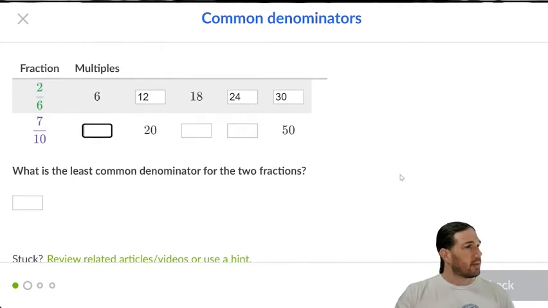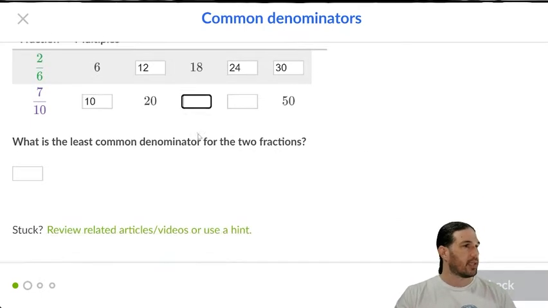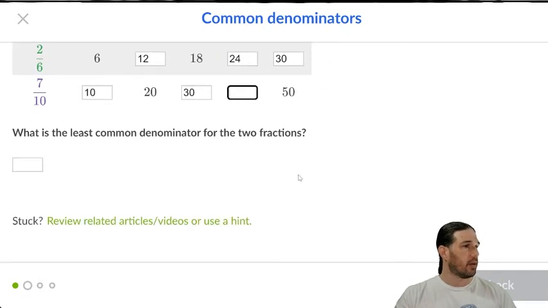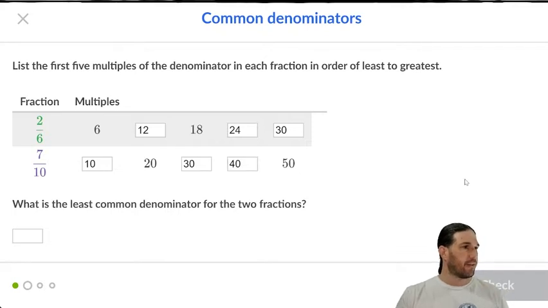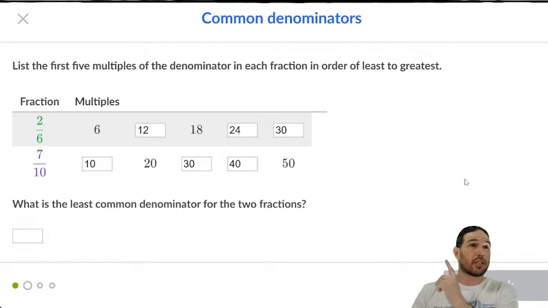And then I'm counting by tens, so 10, 20, 30, 40, and 50. So the least common denominator between these two, it looks to me, is 30. Yeah, the lowest number that's the same between each one is 30.